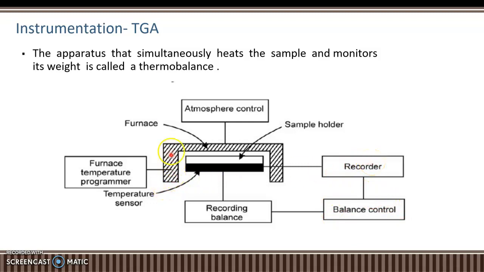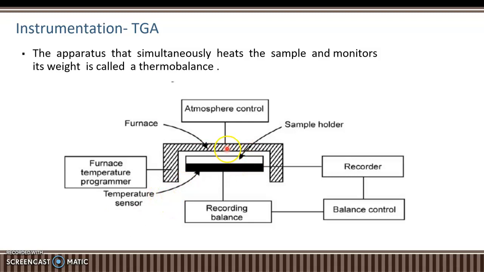So first of all, we are having a furnace which is used to heat the sample, and the furnace temperature will be controlled by the furnace temperature programmer. Then we are placing the sample in a sample holder, and the sample holder will be attached to a temperature sensor and a recording balance. The recording balance is continuously weighing the weight change of the sample, or weight of the sample, and it will be controlled by the balance control.